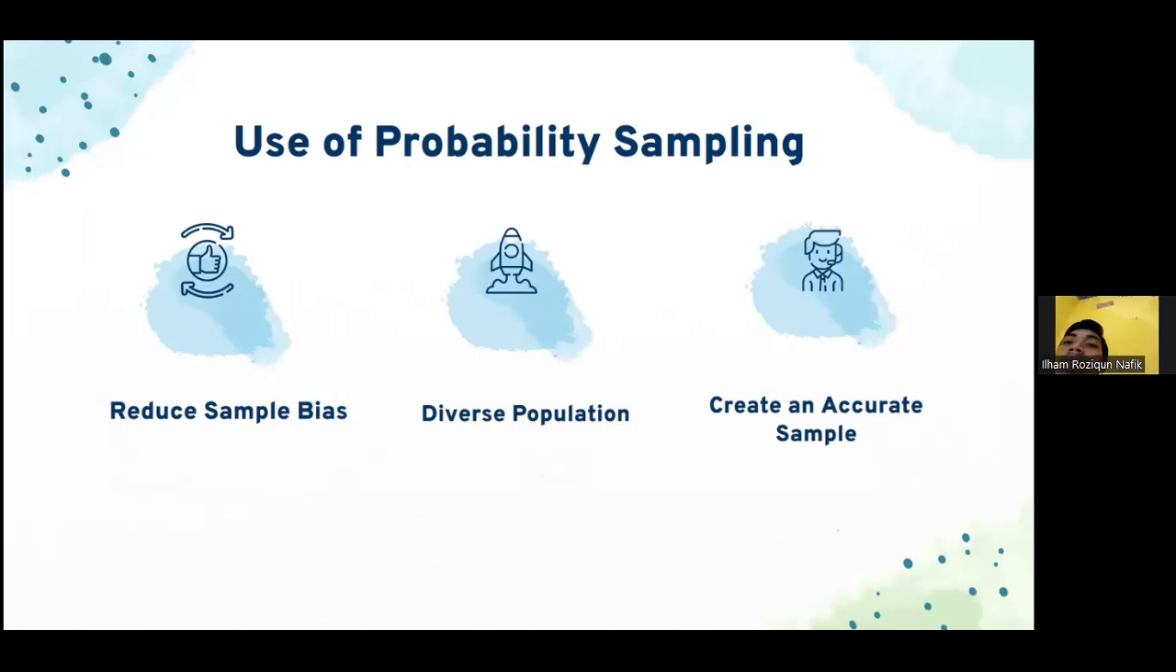Okay, there is the use of probability sampling. There are three uses. The first is to reduce sample bias, and the next is to make a diverse population and to create an accurate sample.